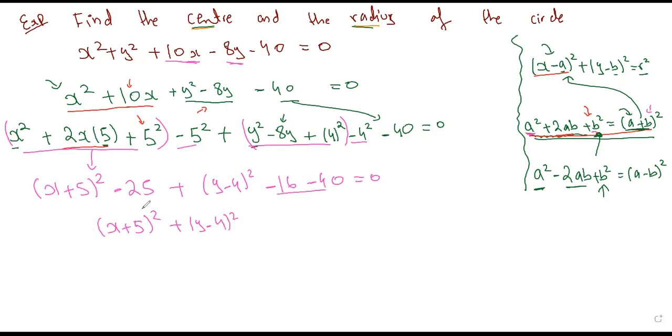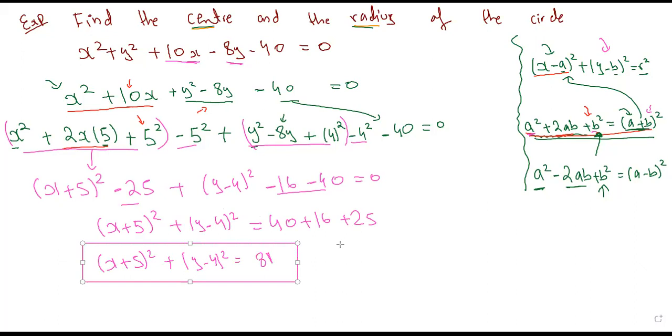I will take all this to the other side because this is how I have in the general form. So it would be 40 plus 16 plus 25. And what is the sum? Yes, it would be 81, right? 81. Very good. Excellent. Okay. Now this is the general form of a circle. And now I can find the center and the radius.